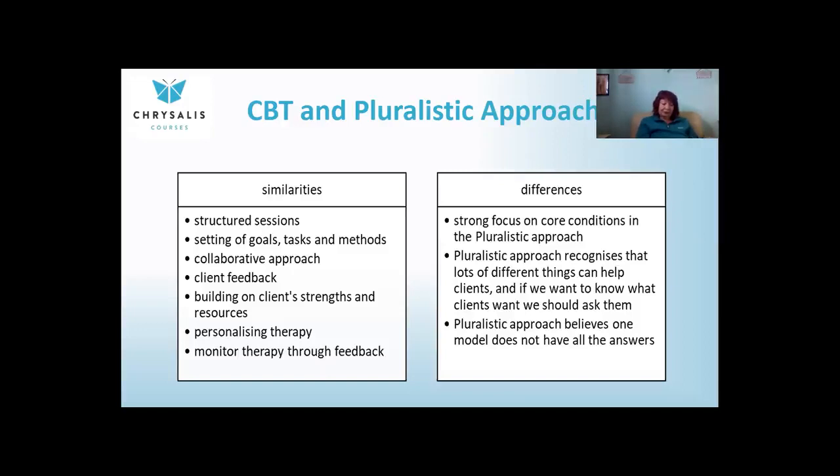And so we can see the value of using all the different models and tools that we're learning about within the pluralistic approach, depending on what the client is like and what issue they're bringing to therapy. And it can be very helpful to use different approaches for different clients and different presenting issues and at different stages of therapy.